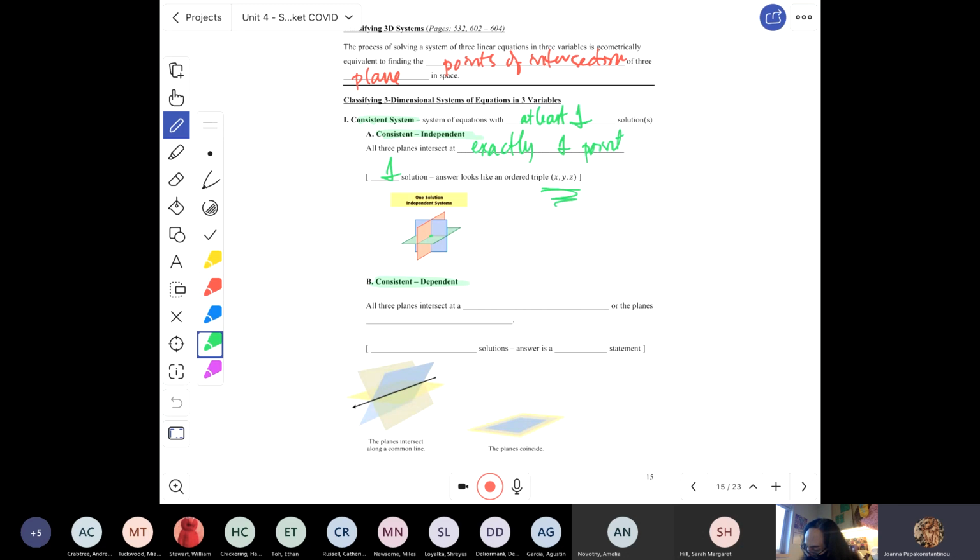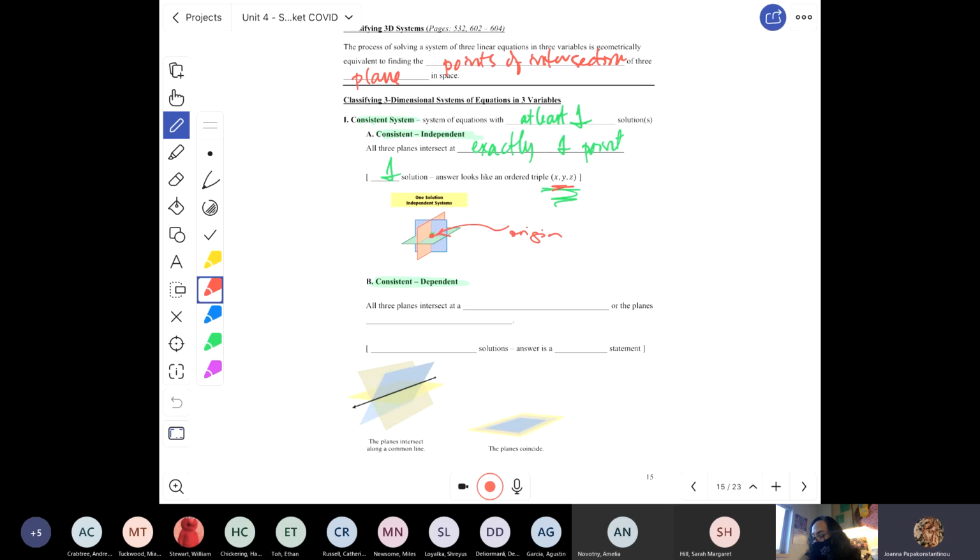So that would be known as the origin, right? If we were looking at it. So if you have a consistent independent solution, all 3 planes intersect at one point, and the point is represented as the ordered triple.